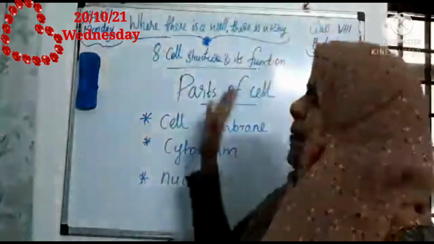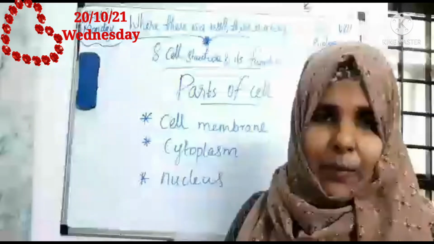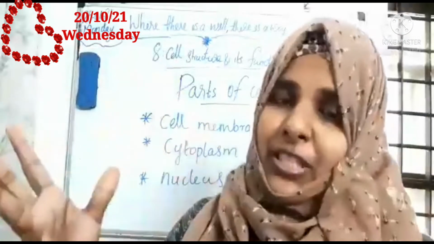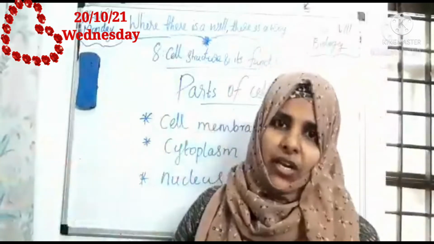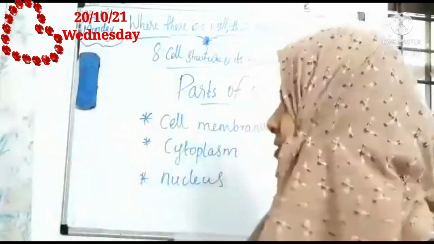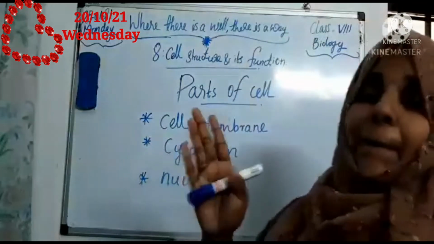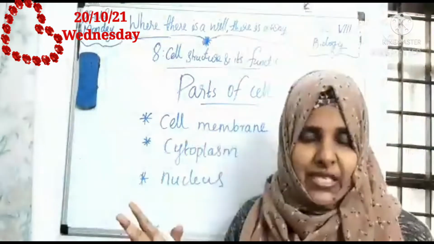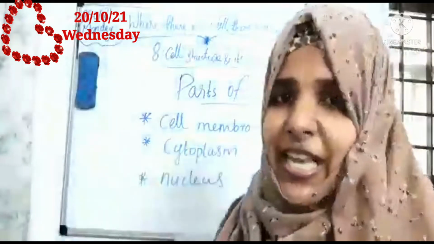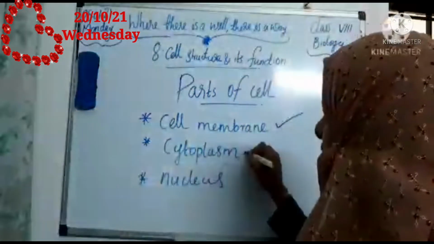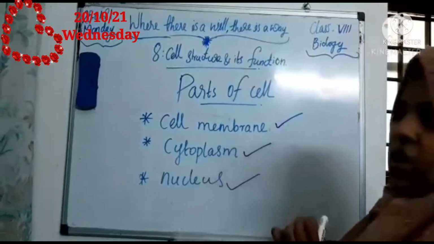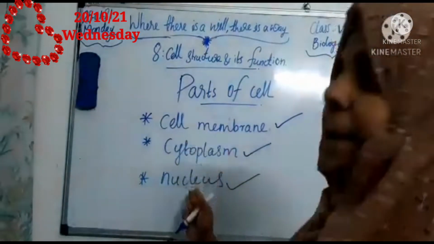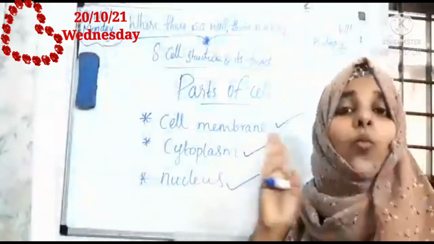Next, I'm going to teach you about the different parts of the cell. You know that cells have different shapes like spherical, elongated or branched, right? And when we are checking the parts or structure of the cell, the basic components of cells are cell membrane, cytoplasm and nucleus. Okay, so these are the parts of the cell. We can check them one by one.